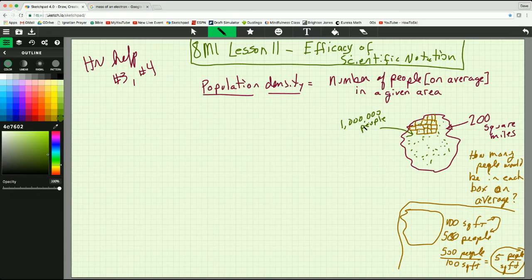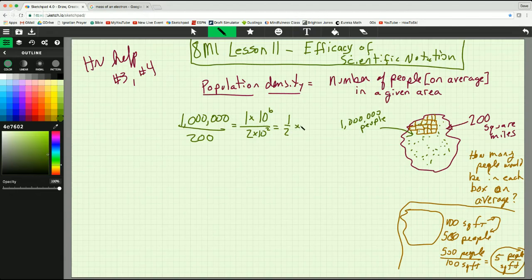So over here, we have 1 million people. They have to be divided evenly among the 200 square miles. So we're going to take that 1 million people and divide it by 200. Well, that's kind of a hard thing to do. So I'm going to convert it into scientific notation, which is what we're doing in this chapter. And now it becomes a little bit easier, I think.